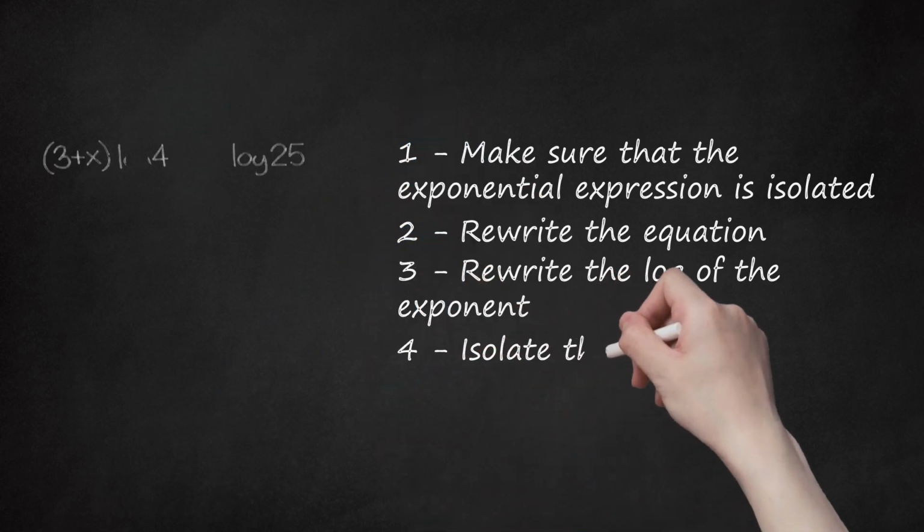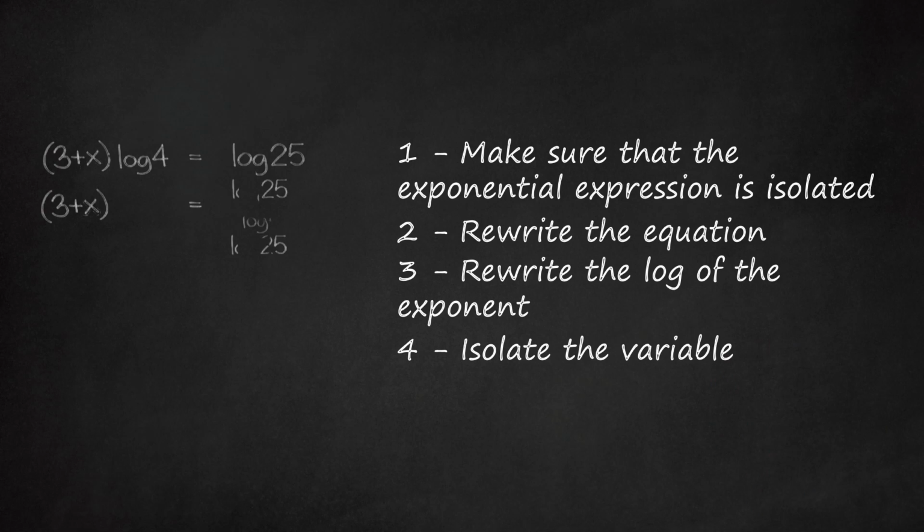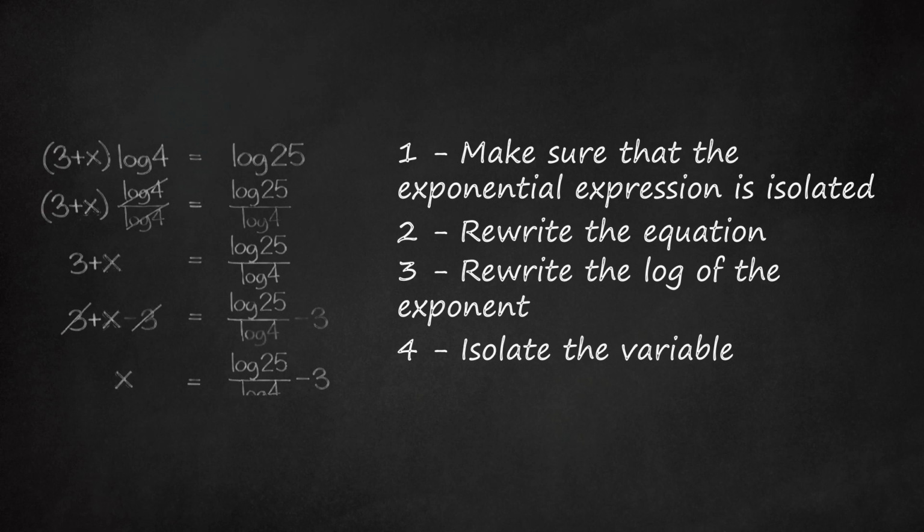4. Isolate the variable. To solve, you need to rewrite the equation so that one side contains the variable, and the other side contains all of the numbers. You will need to divide each side of the equation by the log of the exponential expression. You will also need to add or subtract any constants to both sides, and perform any other necessary operations.